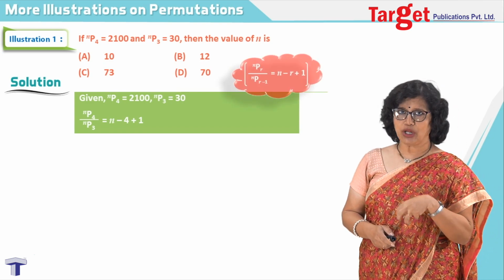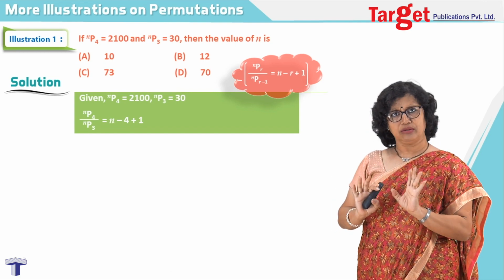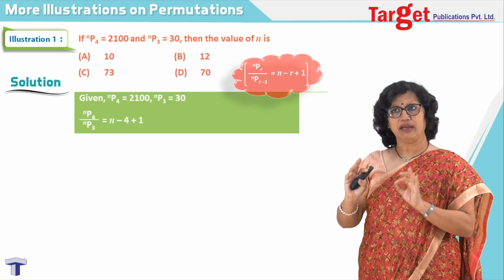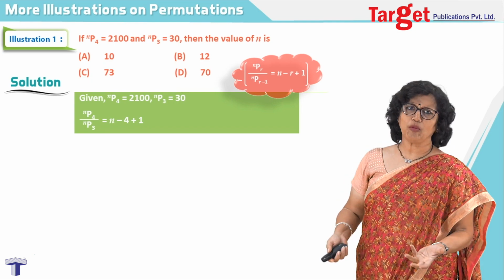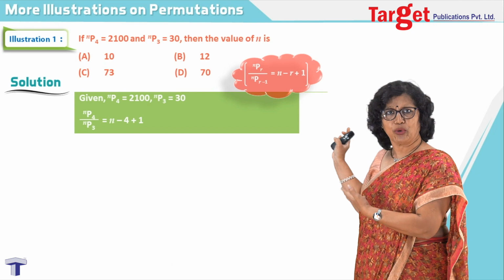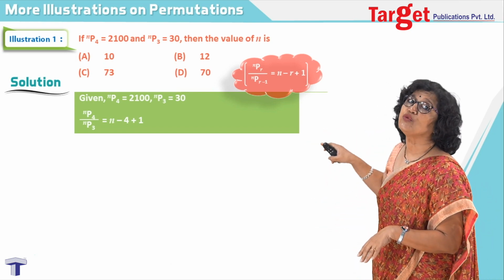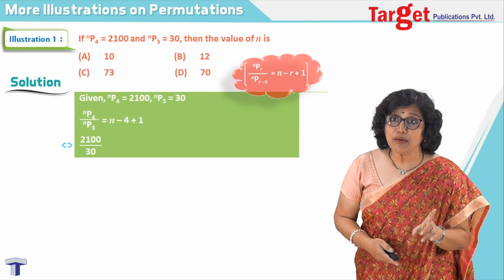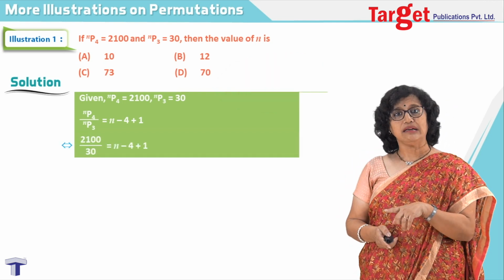Actually, nPr formula you know, nPr minus 1 formula you know, you substitute the formulae and simplify. You will get the answer as n minus r plus 1. If you want to remember this as a formula, the choice is entirely yours. But actually, it doesn't take a fraction of a second to write even that n minus r plus 1. So using that, I'm writing here n minus 4 plus 1. That means n minus 4 plus 1 is going to be nothing but 2100 upon 30, correct?